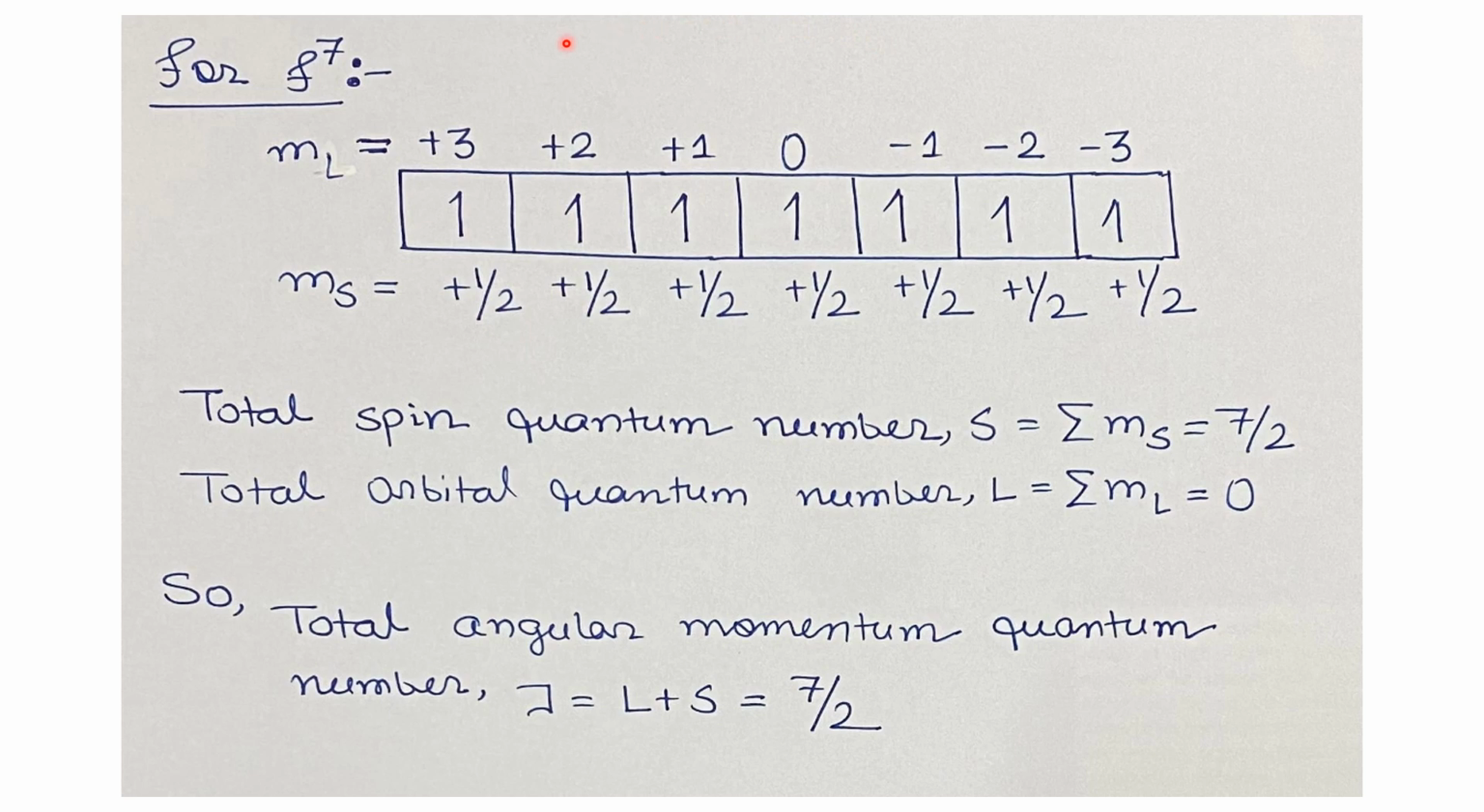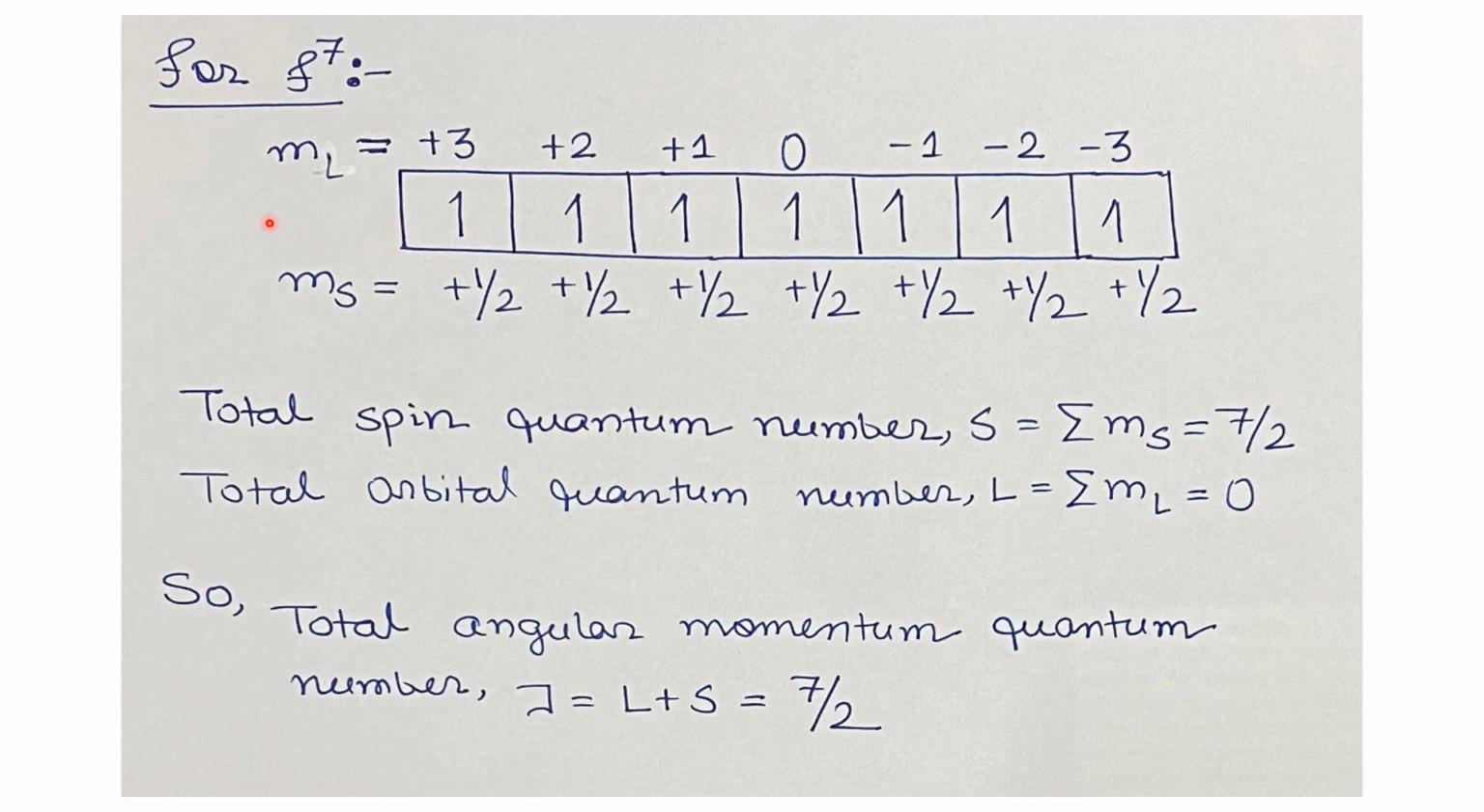Now we'll see how we can accommodate the 7 electrons in the f subshell or f orbital. For the f orbital or the f subshell, we know the l value, that is the orbital angular quantum number or the azimuthal quantum number, l equals 3. For l equals 3, we can have ml values from plus 3 to minus 3. So we'll have 7 ml values. So basically there are 7 electronic states in the f subshell.